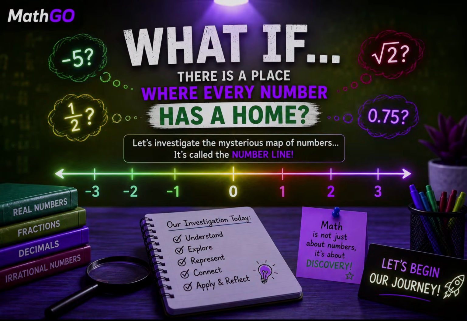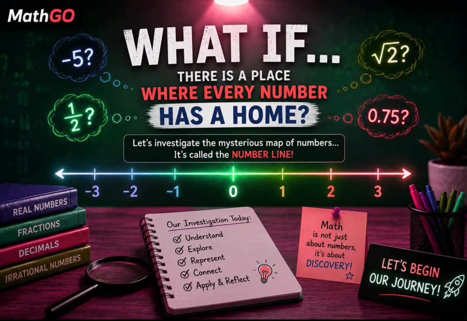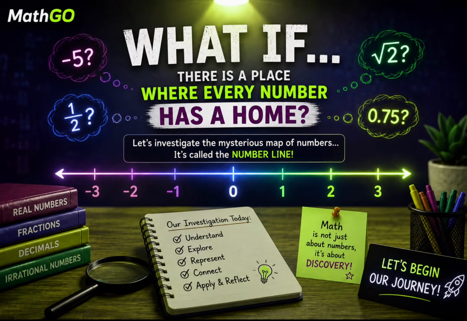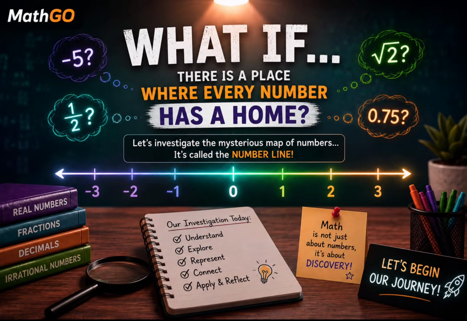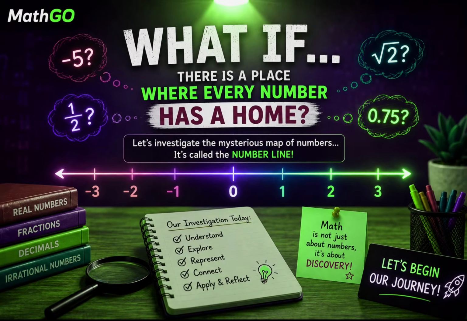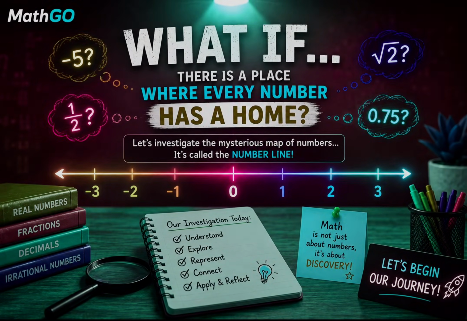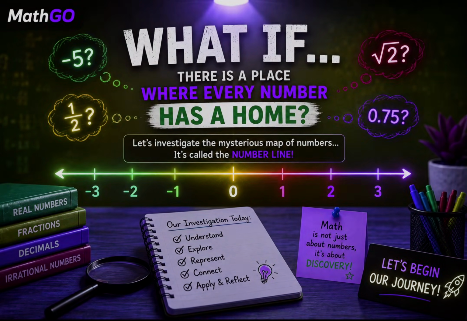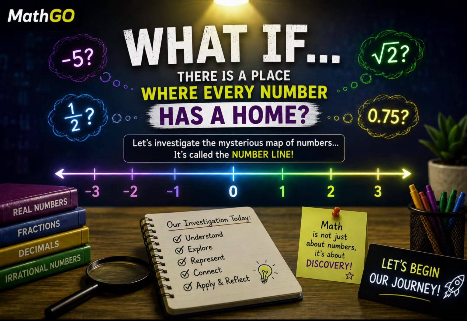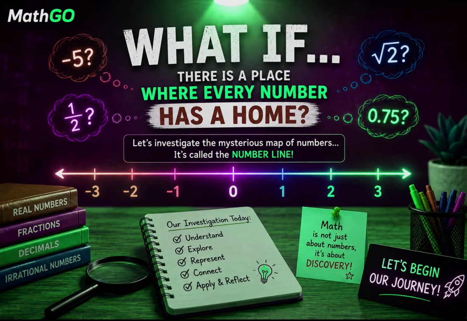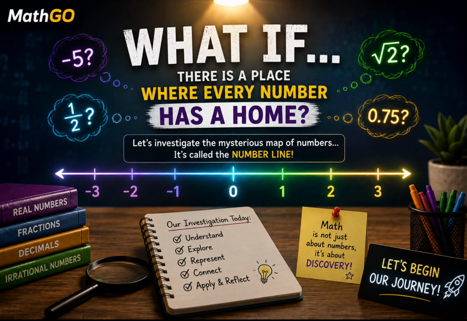What if I told you that there is a place where every real number has a home? A place where -5 can stand next to -4, where 1/2 can live between 0 and 1, and where even a strange looking number like root 2 has its own exact position. Sounds impossible, right? Maybe not, because this place isn't a map of cities, it isn't a map of countries, it is a map of numbers.